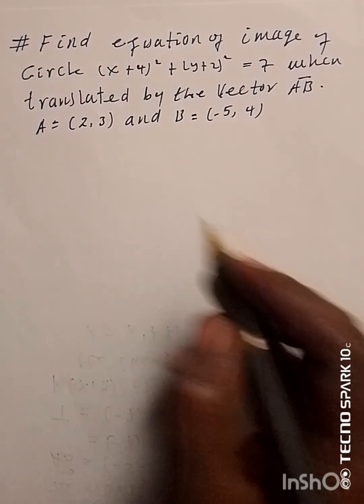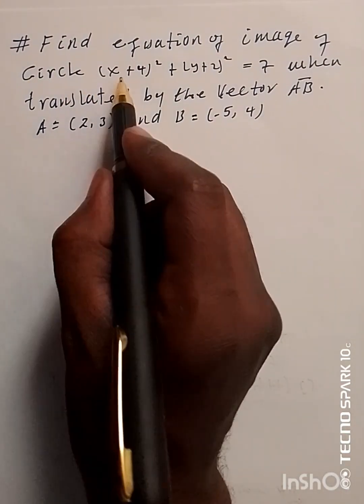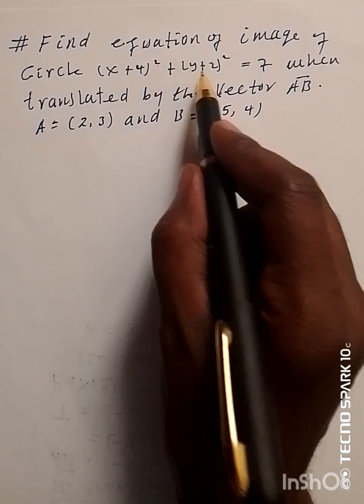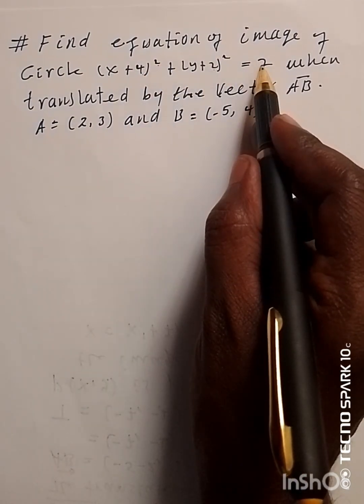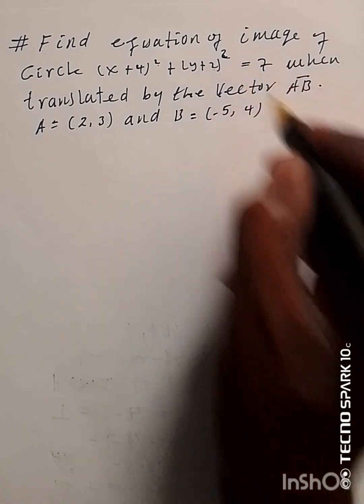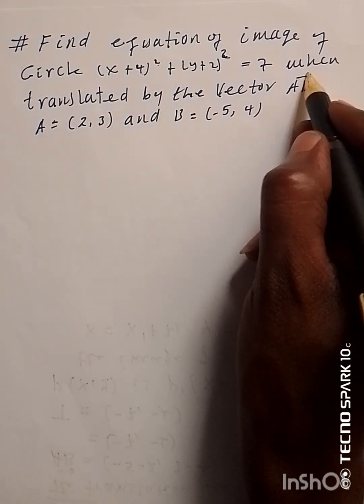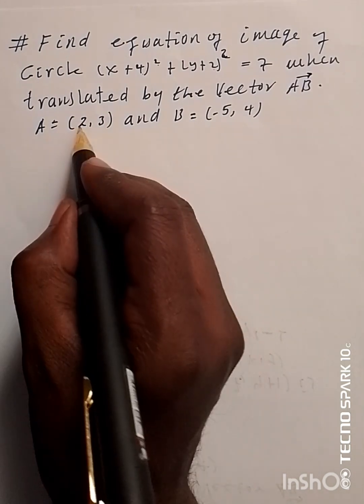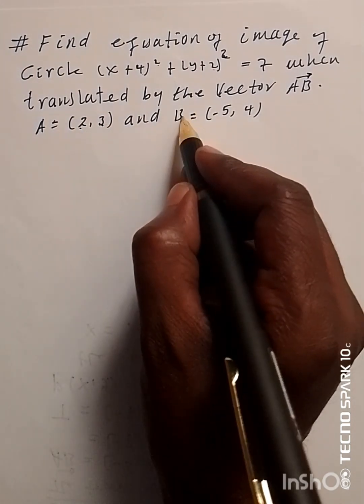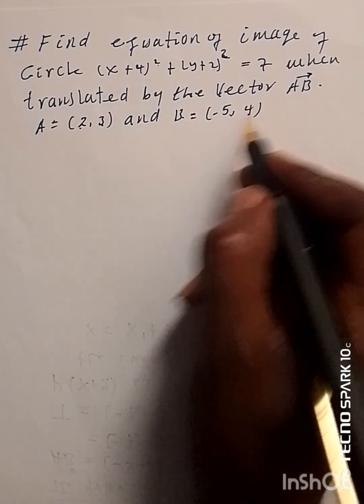Find the equation of the image of the circle (x + 4)² + (y + 2)² = 7 when translated by the vector AB, where A is (2, 3) and B is (-5, 4).